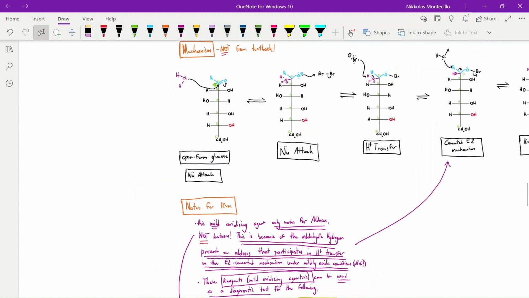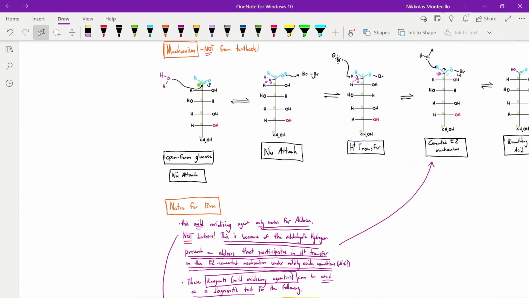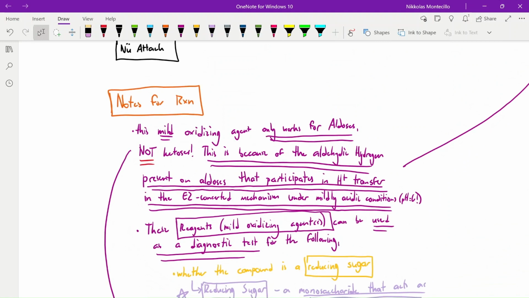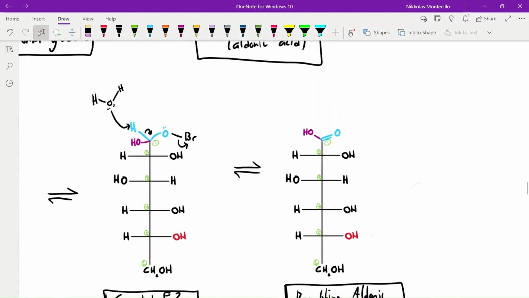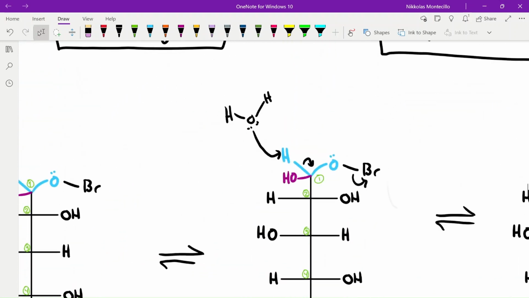So just a couple notes for this particular reaction. We see that this mild oxidizing agent only works for aldoses, not ketoses. This is because the aldehydic hydrogen present on aldoses participates in the proton transfer in the E2 concerted mechanism under mildly acidic conditions.